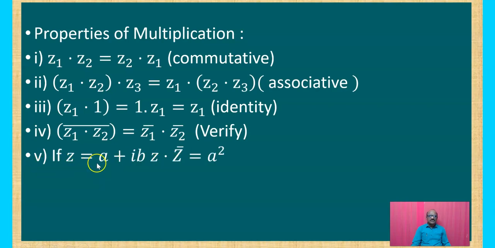If z equals a plus ib, then z dot z bar is nothing but a square plus b square. You can verify this. z equals a plus ib and z bar equals a minus ib, and their product is a square minus i square b square. i square is minus 1, and therefore overall you will get a square plus b square.